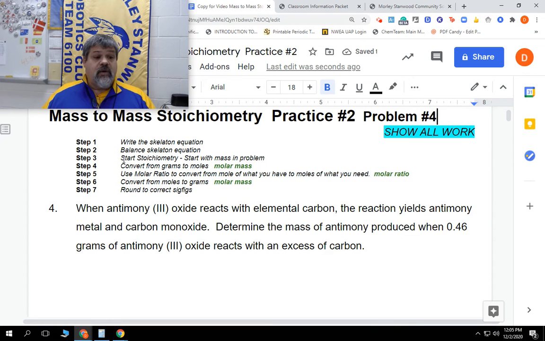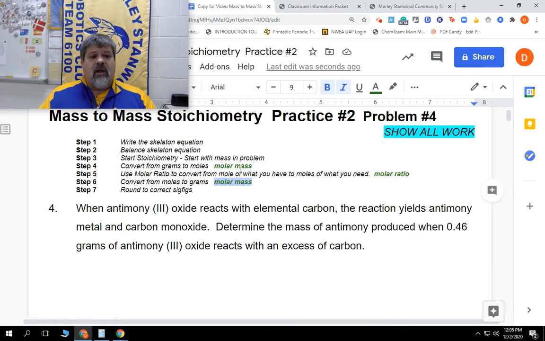Here are the steps that we're going to go through. Notice that when we get to converting from grams to moles, that's when we start the stoichiometry problem using the molar mass. Then we have to use our molar ratio, and then we have to go back to our molar mass. Now, we can calculate the molar masses at the beginning, or we can wait as we get there.